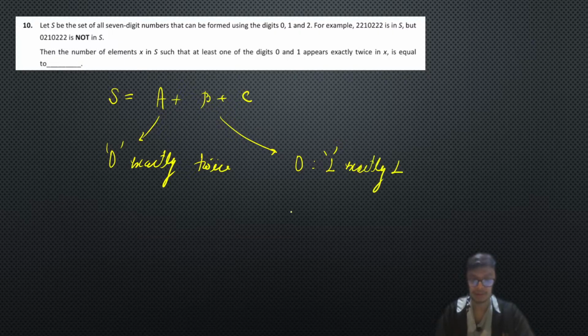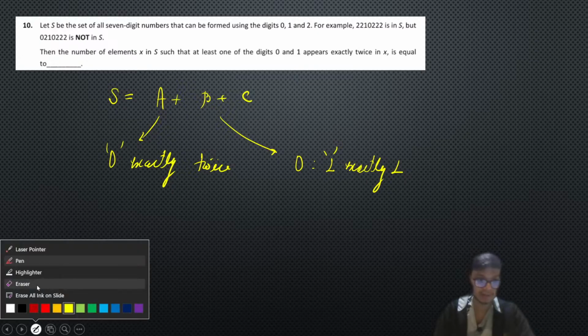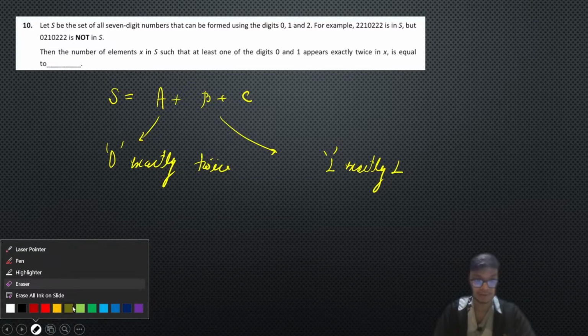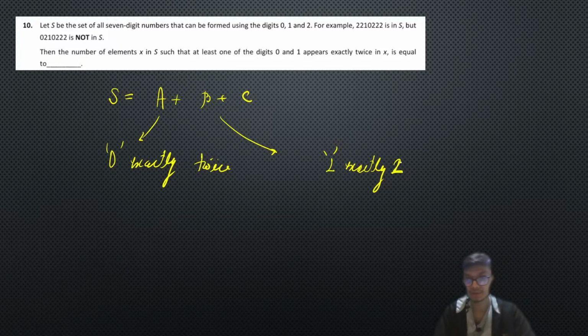Okay, 0 will occur, sorry, 1 will occur exactly twice. There is one provision for a digit to be occurring twice. Let's say that 1 will occur twice, and let C be the set where 0 and 1 each occur exactly twice.